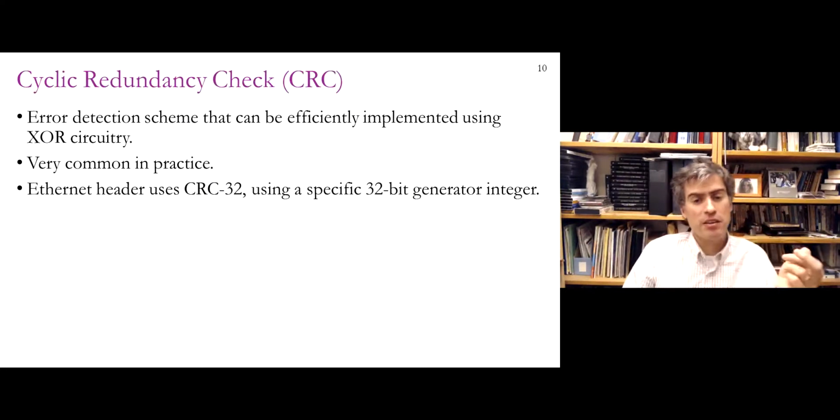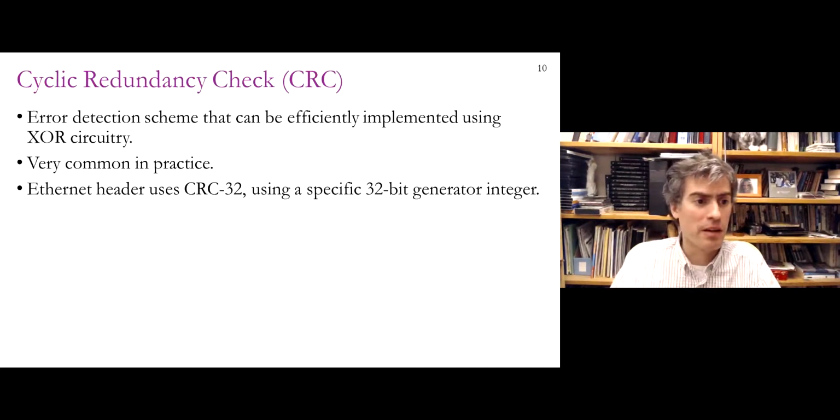Another variation that's actually used in Ethernet is CRC, which stands for Cyclic Redundancy Check. I'm not going to show exactly how it works, and I forget exactly what it is, but it's an error detection scheme that is also efficiently implemented using basic digital circuits, digital gates, so that exclusive OR circuitry can very easily implement this. And it's common in practice for that reason, because it's fast and simple. And the Ethernet header uses a 32-bit CRC.